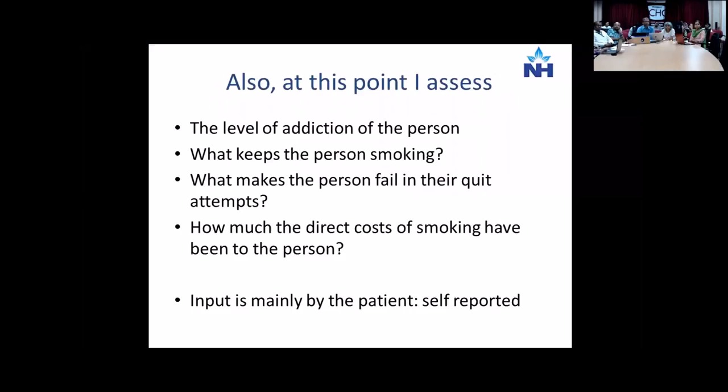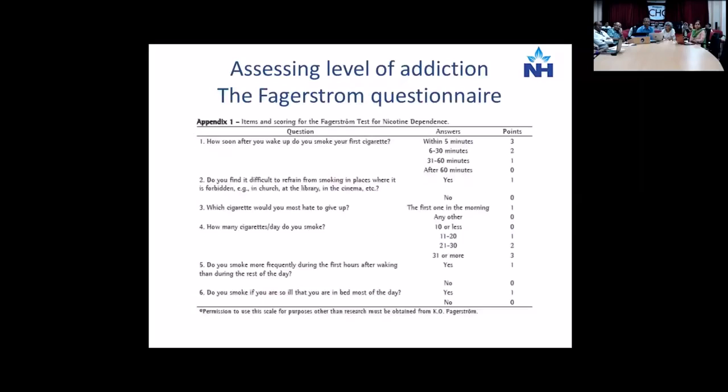At this point, I also assess the level of addiction of the person, make them realize what keeps them smoking, or I realize what makes them keep smoking and what made them fail in their previous quit attempts, and work out the direct costs of smoking. Of course, the input is mainly by the patient. It's self-reported, but by and large, patients, I think, are honest, unlike what Dr. House thinks, that every patient lies.